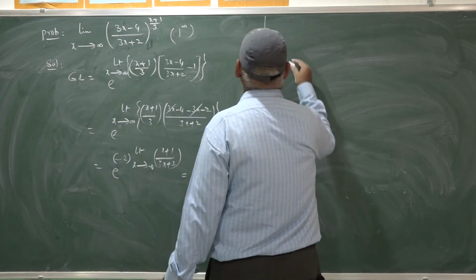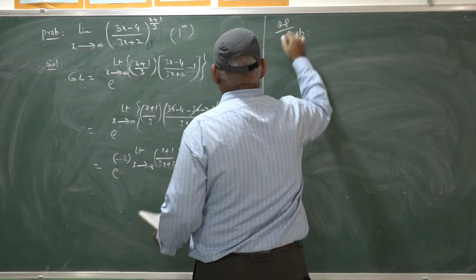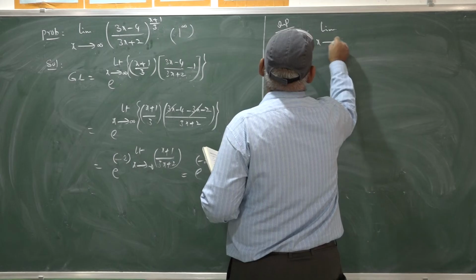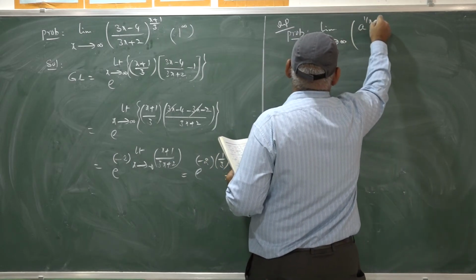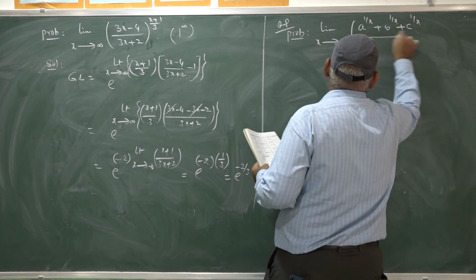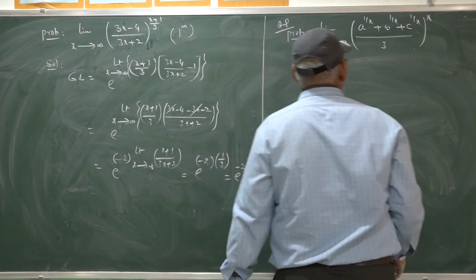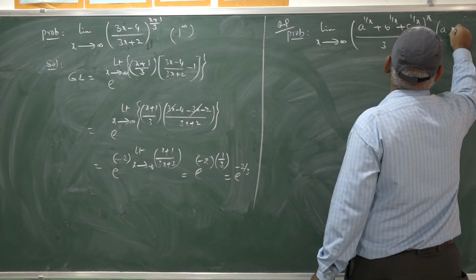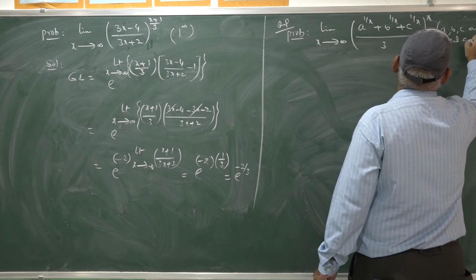And this is an important one given in examinations, objective examinations also. Limit as x goes to infinity, (a power 1 by x plus b power 1 by x plus c power 1 by x) by 3 whole power x, where a, b, c are real and non-zero.